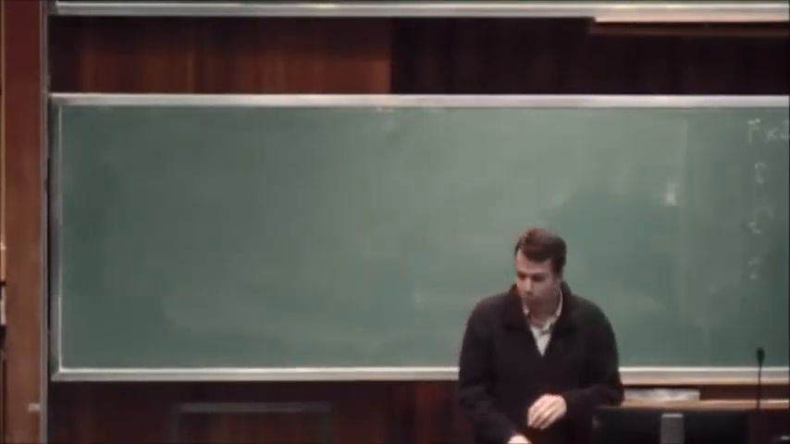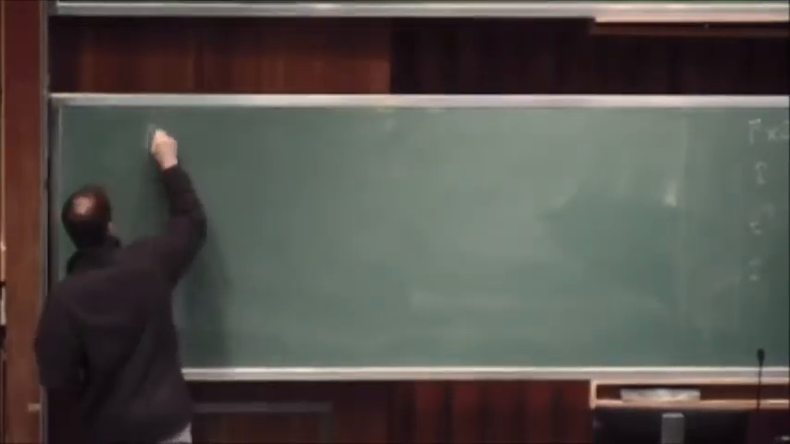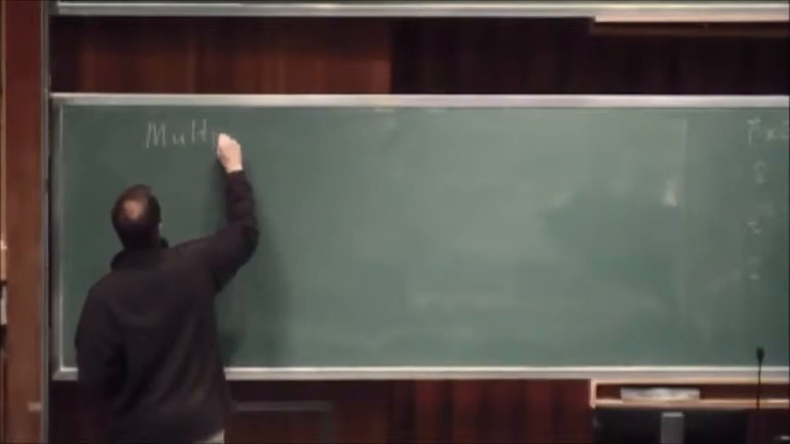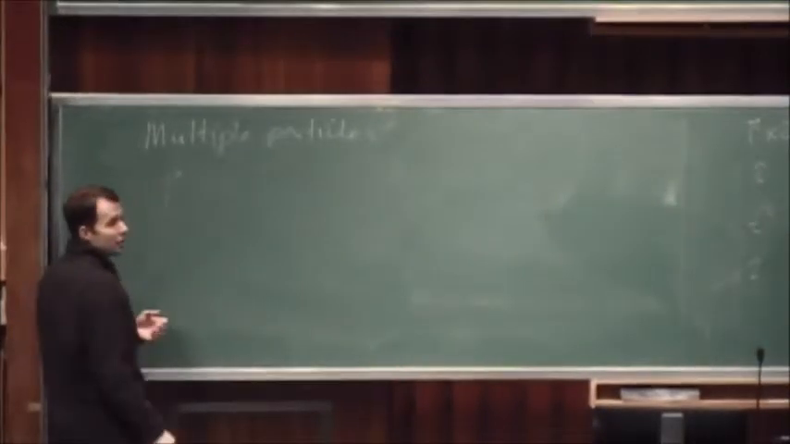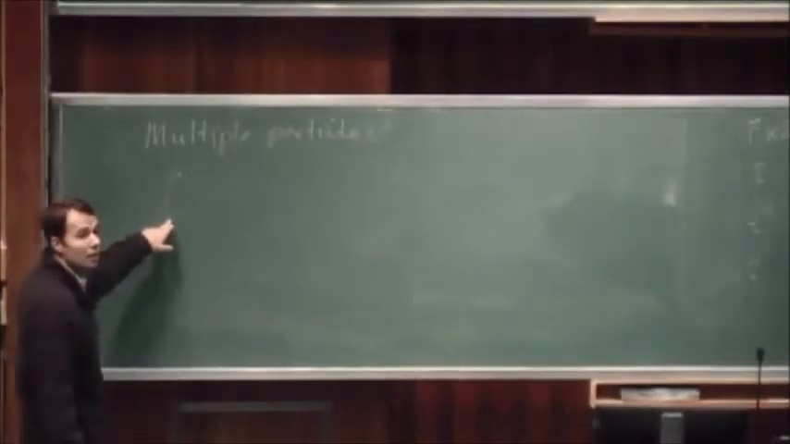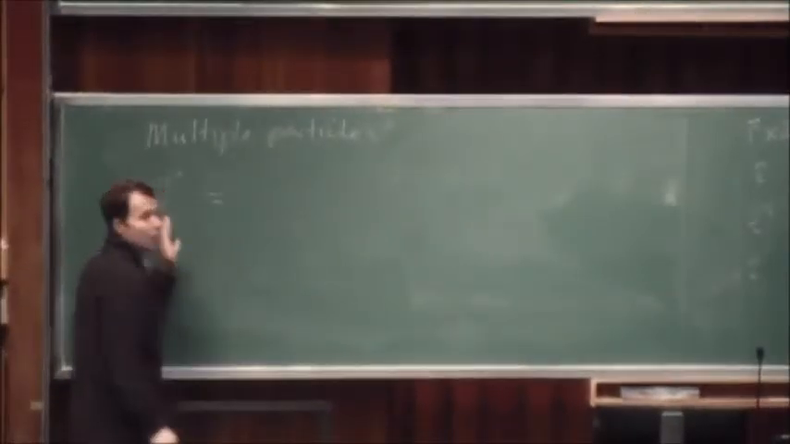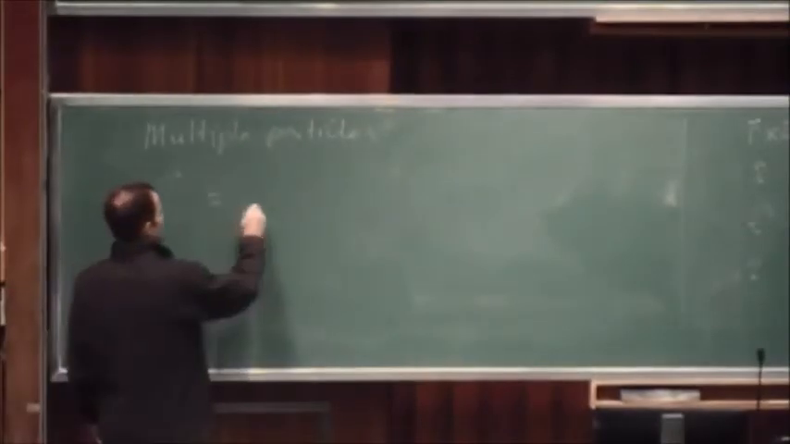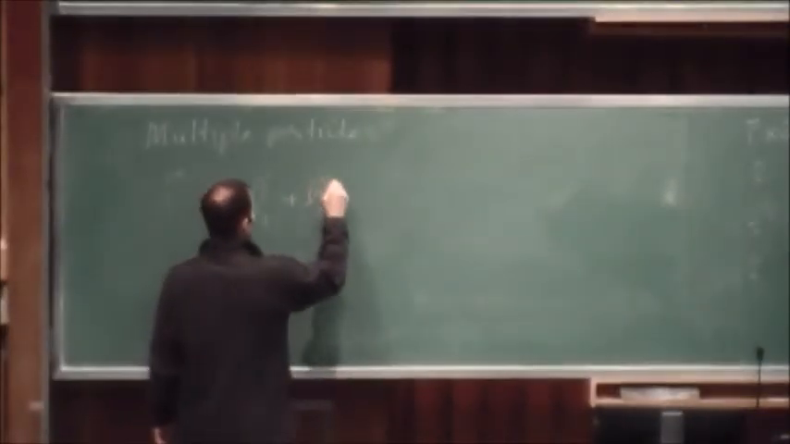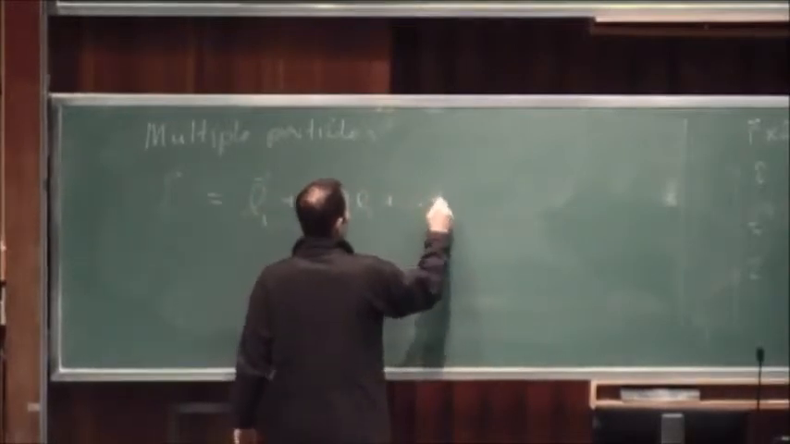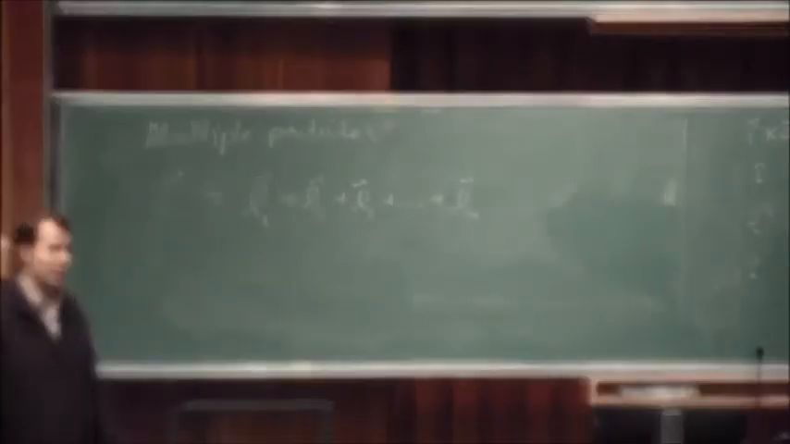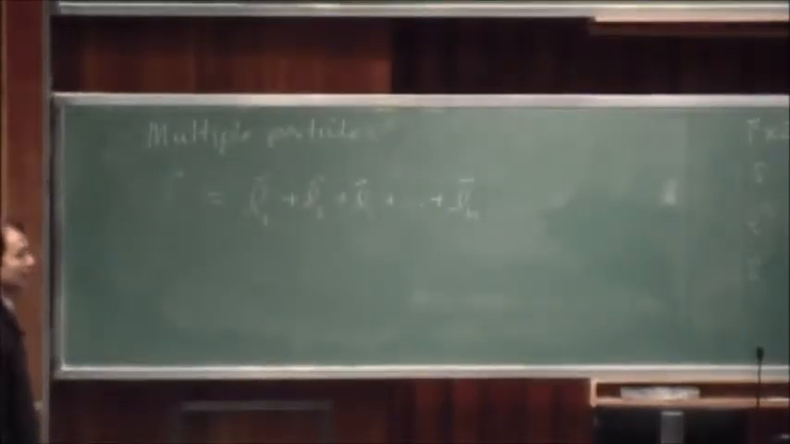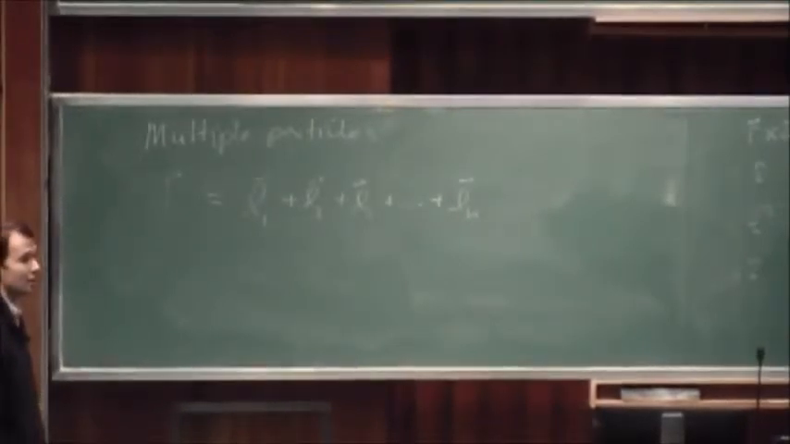So, what if I have multiple particles? Suppose I have multiple particles, then L is simply, I'm going to call this the total angular momentum of the system. This is going to be L1 plus L2 plus L3. It's just the vector sum of all those individual angular momenta. So that gives me the total angular momentum of the system.